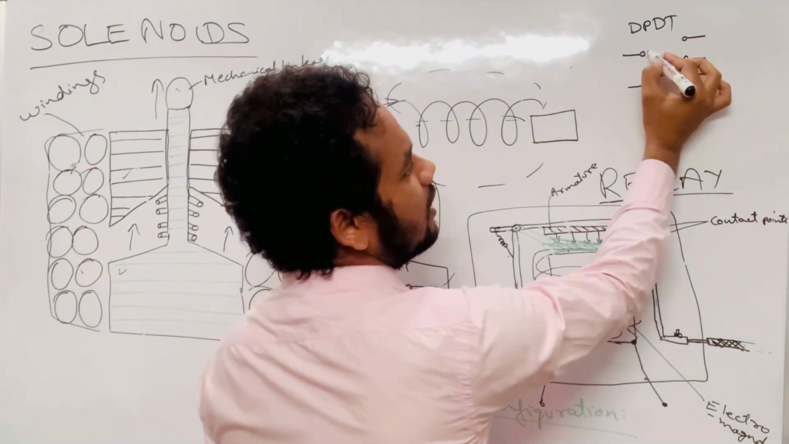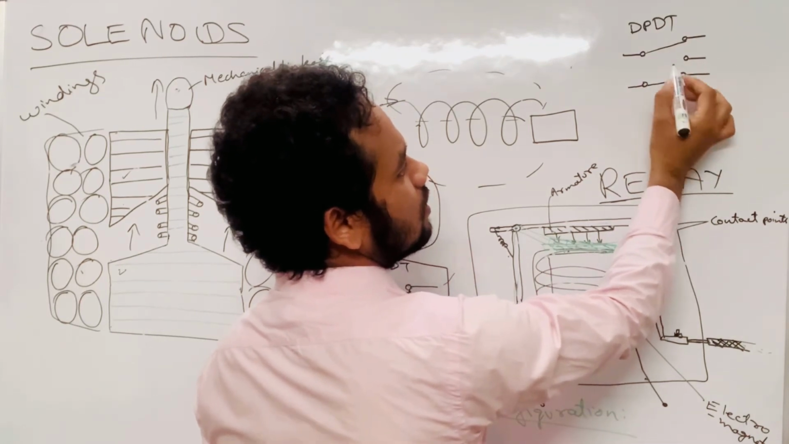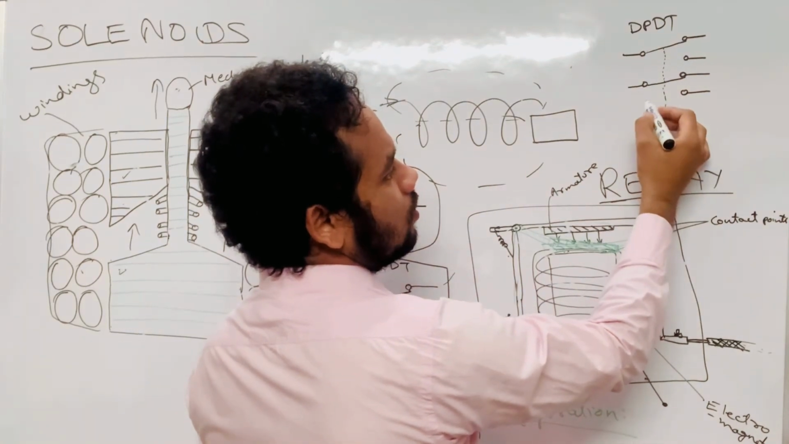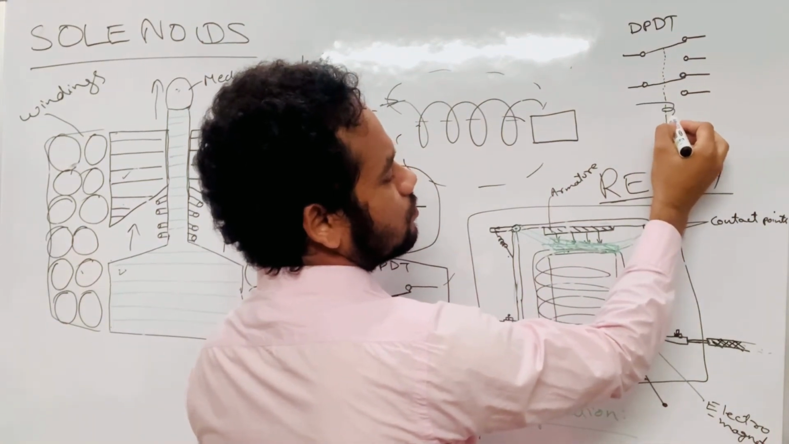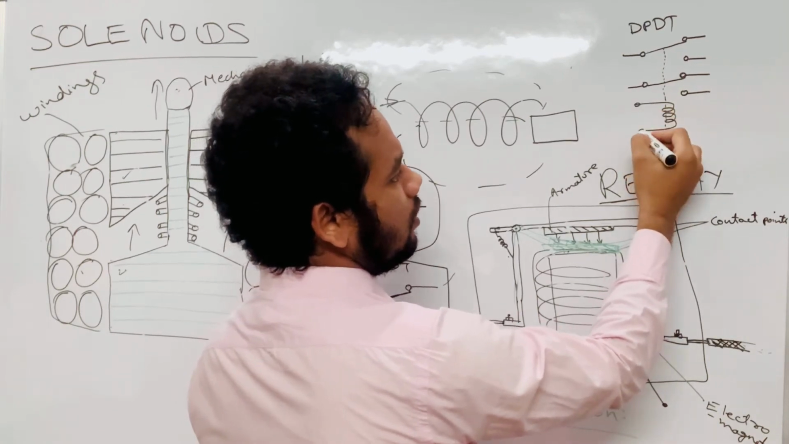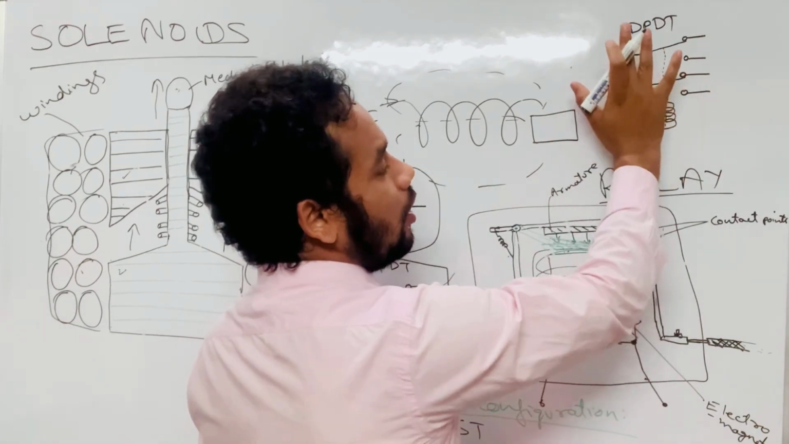Okay, and where is the armature? Here. And for this, where is the armature? Here. And both of them are connected to the core, with the electromagnetic effect produced by this coil. Okay, that means in this double pole double throw, how will the relay behave?